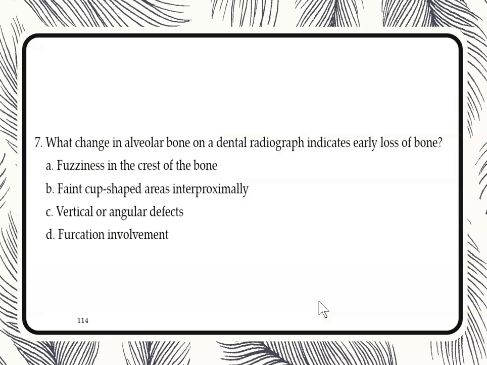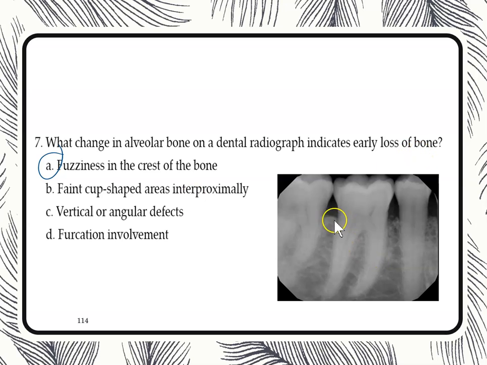Here's a question. What change in the alveolar bone on a radiograph indicates early loss of bone? Fuzziness. So if you see the alveolar crest looks fuzzy to you and not intact, then it is a sign of early bone loss. Let me show you a picture of that. Look at this area where the bone is intact and look at this area where it looks fuzzy. This is early bone loss because there's fuzziness in the crest of the bone. So anytime you start to see fuzziness, it means there's early alveolar bone loss.